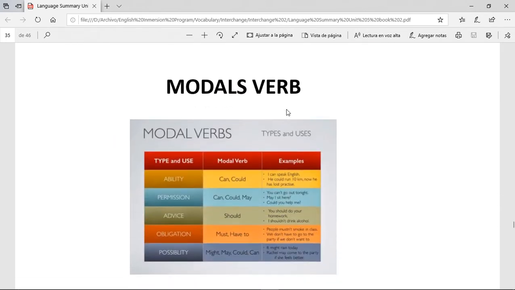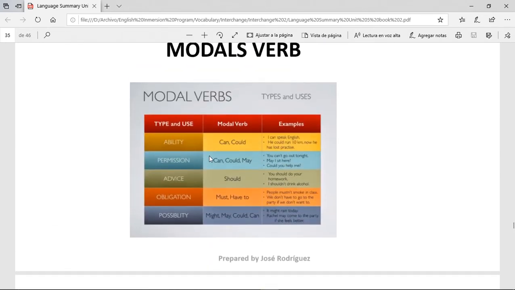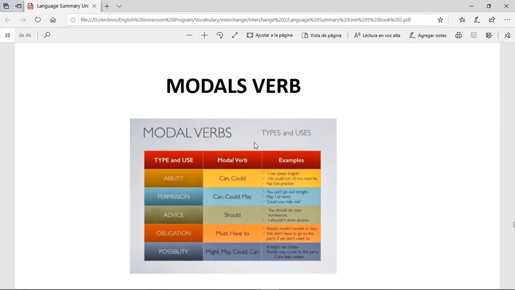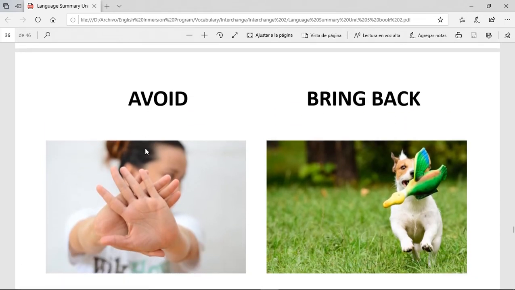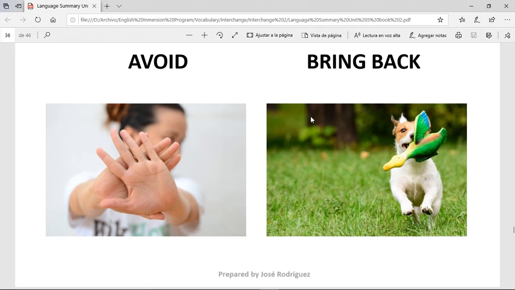Verbs. Let's see some verbs. Some modal verbs. Here we have can, could, should, must, have to, might, but this is going to be seen in another moment, okay? Avoid. When you avoid something is when you try not to get in front of the thing or to do the thing that you don't want, okay? For example, you can avoid doing classes because you don't want to study or something.